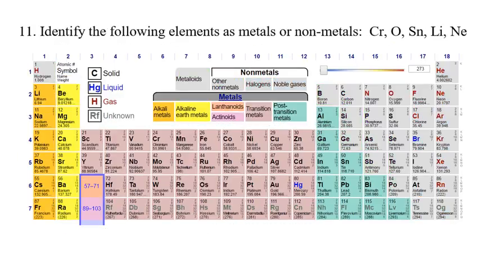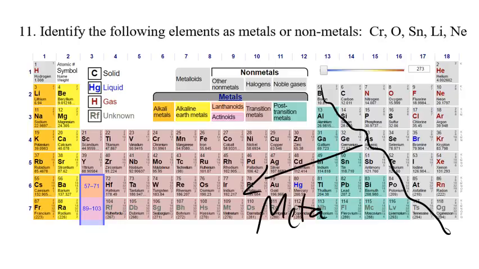Question 11. Identify as metals or non-metals. Everything over here is kind of where the periodic table is split. Everything on this side is a metal. Disregard hydrogen. Everything over here is a non-metal. Check chromium, oxygen, tin, lithium, neon against that trend.